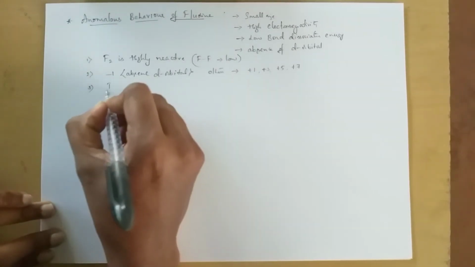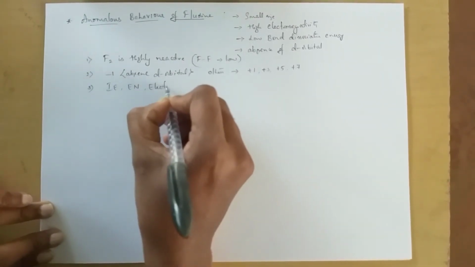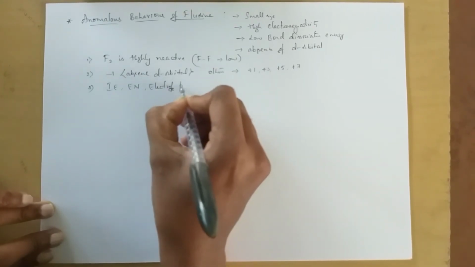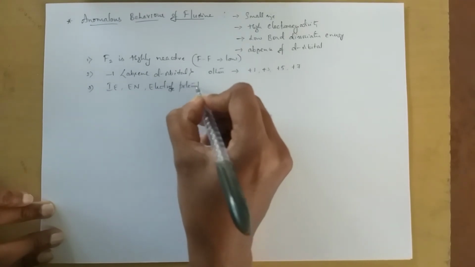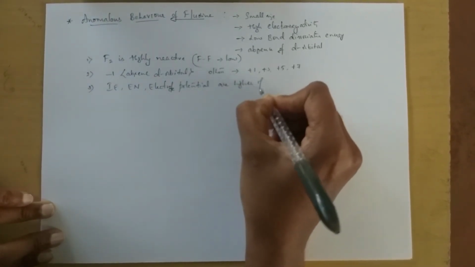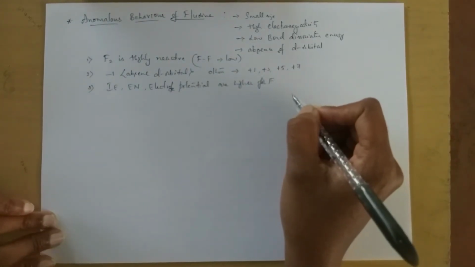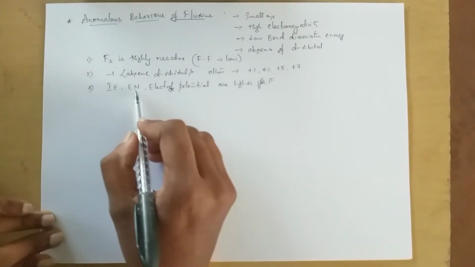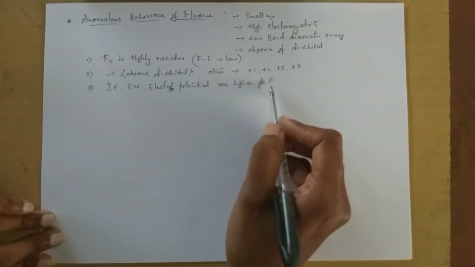Then ionization enthalpy, electronegativity and electrode potential. Okay na. So these are higher for fluorine than other halogens. Okay na. So ionization energy, electronegativity, electrode potential values ಎಲ್ಲವೂ ಫ್ಲೂರಿನಿಗೆ ಜಾಸ್ತಿ ಇರುತ್ತೆ comparatively to other halogens.